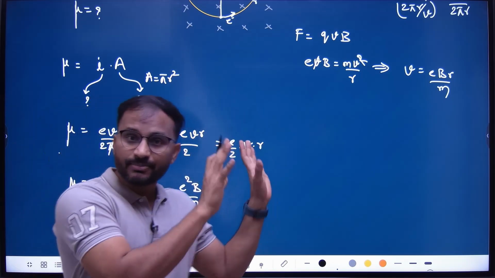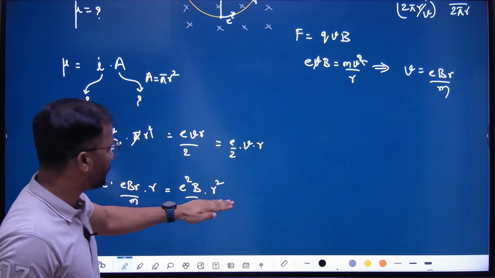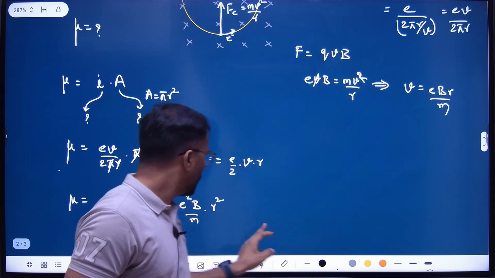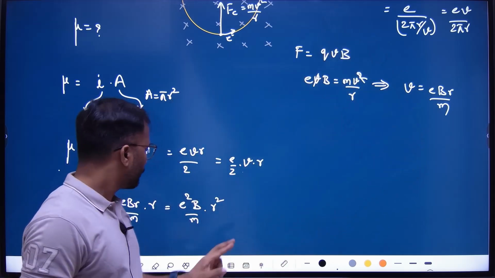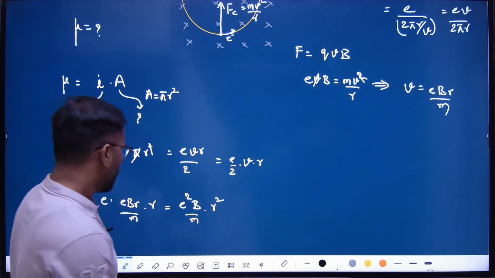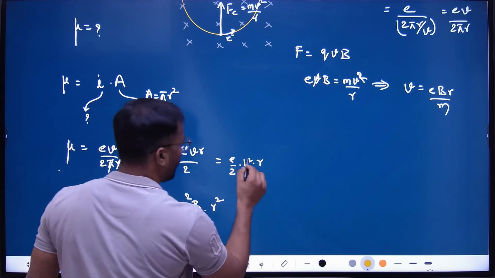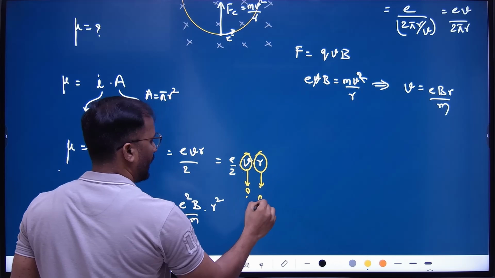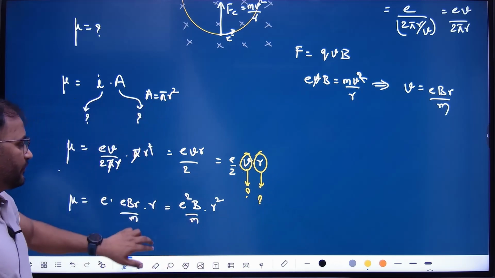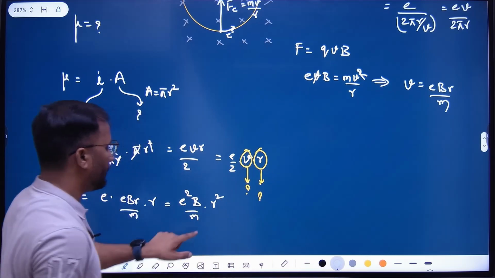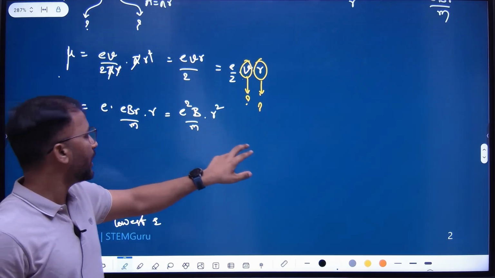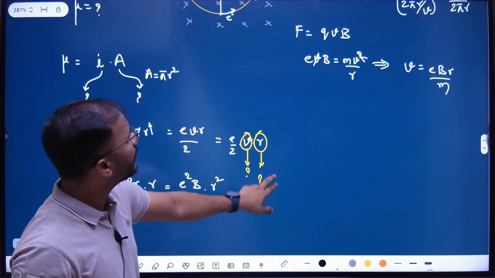What I have successfully managed to do from this step to this step is I have found v from the centripetal force equation and substituted it here. I have eliminated v. See, this was the problem, right? We needed to find what is v and what is r. And we have successfully eliminated the v. Now, the question only remains, how do I get the r value? Where do I get the r?